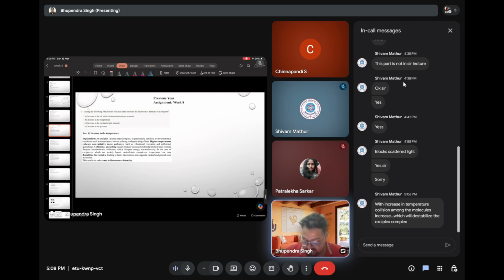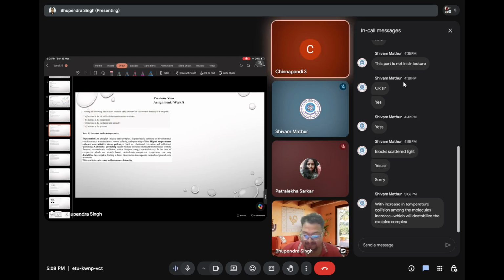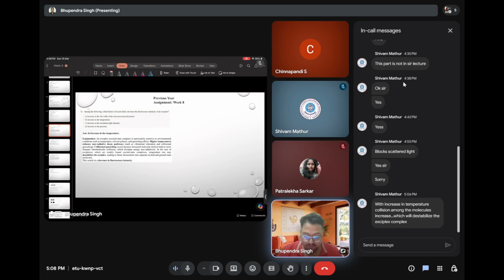So the explanation is, an excited state complex is particularly sensitive to environmental conditions such as temperature, solvent polarity, and quenching effects. The higher temperature enhances non-radiative decay pathways such as vibrational relaxation and collision quenching. Collision quenching occurs because increased molecular motion leads to more frequent intermolecular collisions, which dissipate energy non-radiatively.